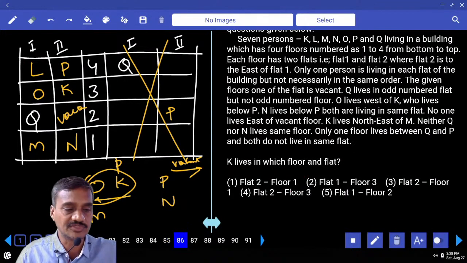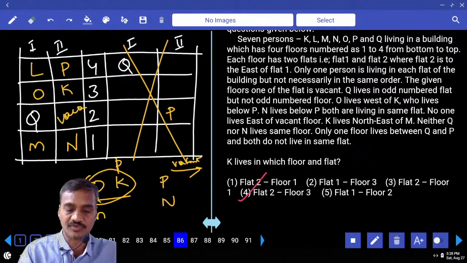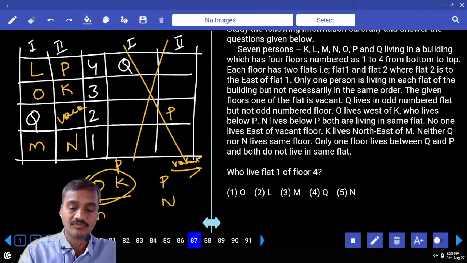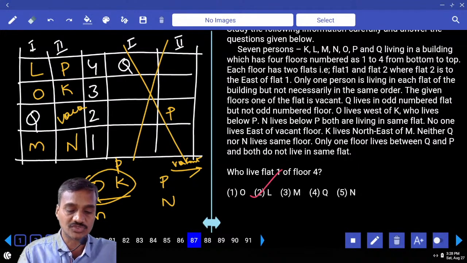And K lives on which floor? Now K, third floor, second flat. Flat 2 of third floor, choice for question number 86. 87. And who lives in flat 1 of floor 1? Floor 1, flat 1. Floor 4, flat 1, choice 2, L.